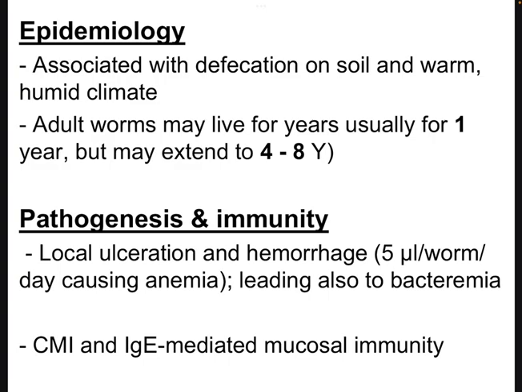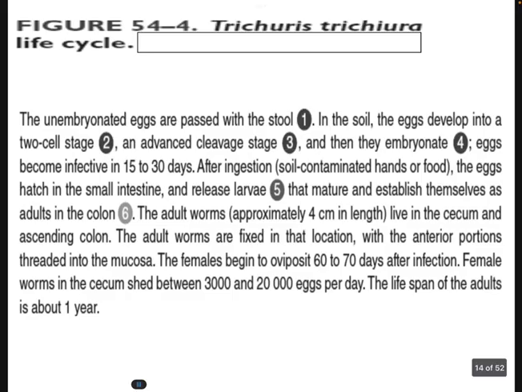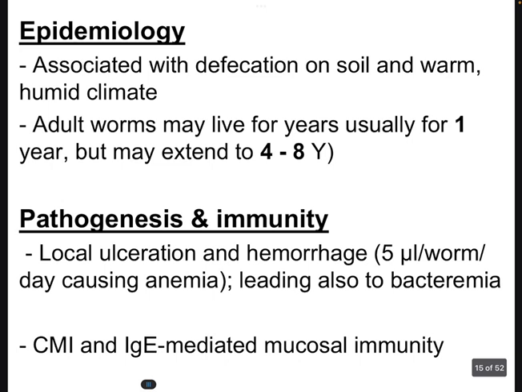Cell-mediated immunity and IgE-mediated mucosal immunity are important. Why IgE? You remember IgE in two conditions: in worm infestation and in allergy. IgE increases in intestinal worm infestation and other parasites too, and in allergy. Okay?